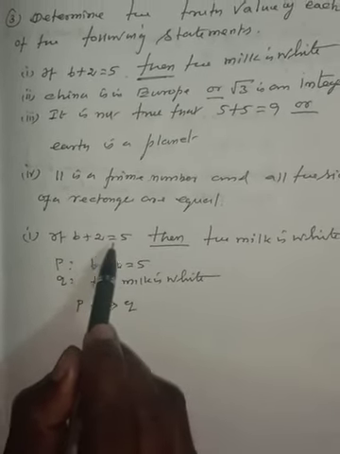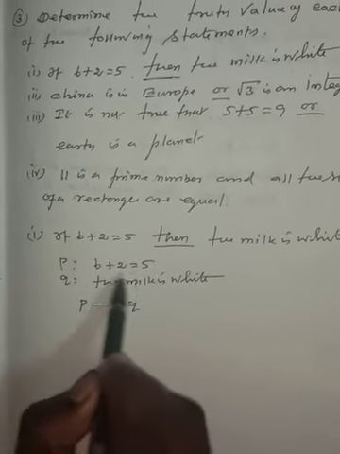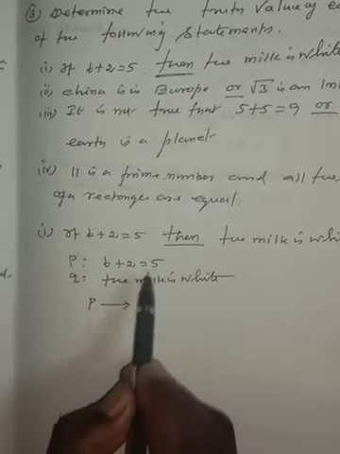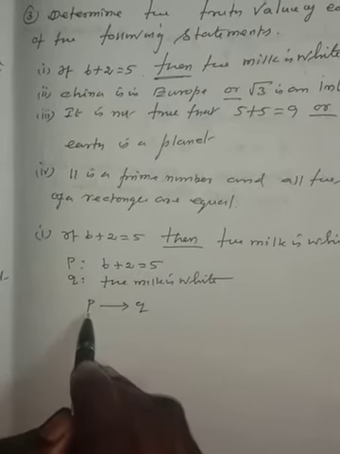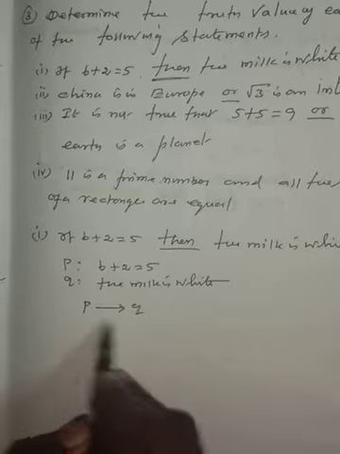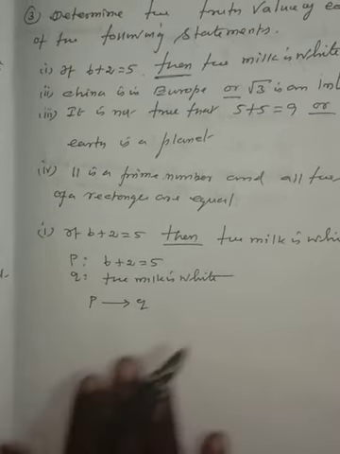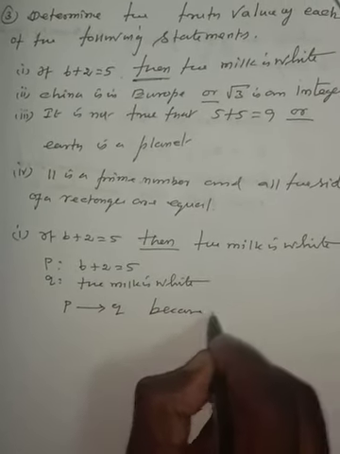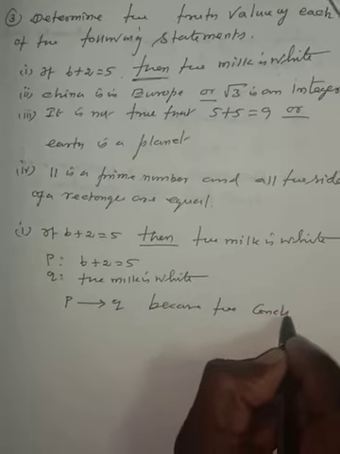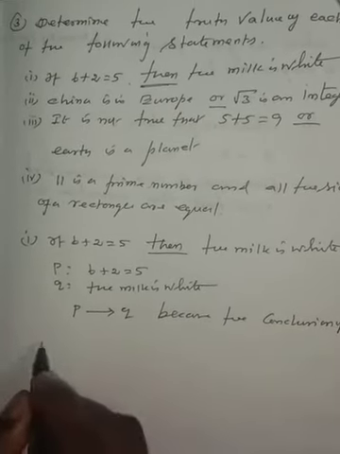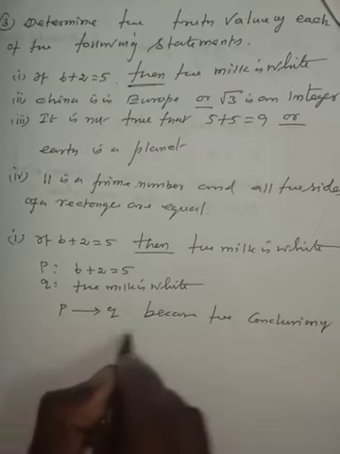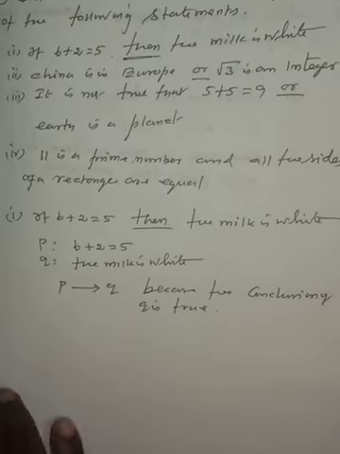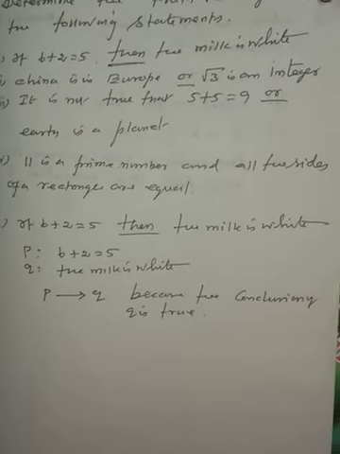We cannot take this. This is a statement. So the first statement of the postulate is 6 plus 2 is equal to 5. Is this right or wrong? We don't bother about it. Okay, P implies Q because the conclusion of Q is true.